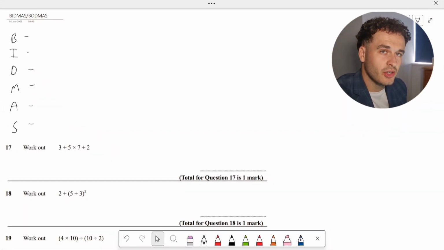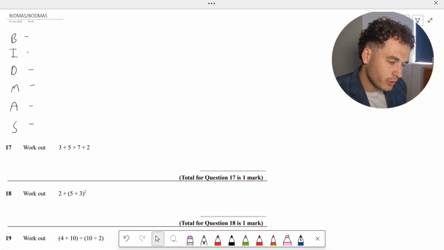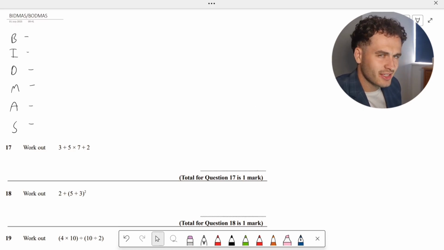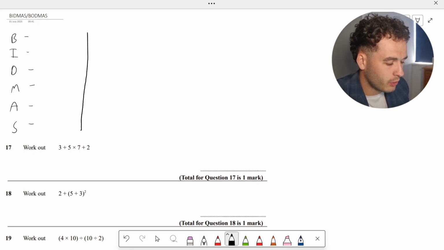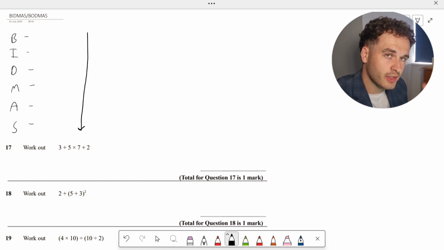So BIDMAS is used to help us understand the order of operations in which we perform calculations, and that might sound like a bunch of gibberish, so just hear me out. The order of operations basically means the order in which we perform calculations. BIDMAS stands for the order in which we perform these calculations.